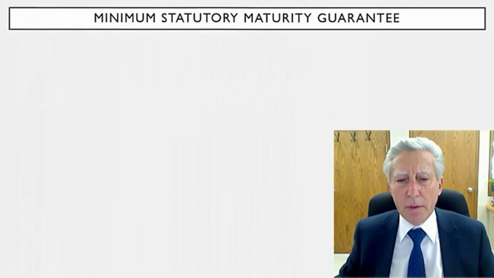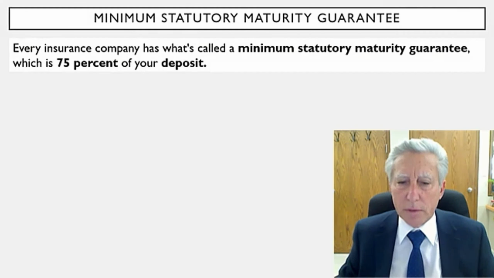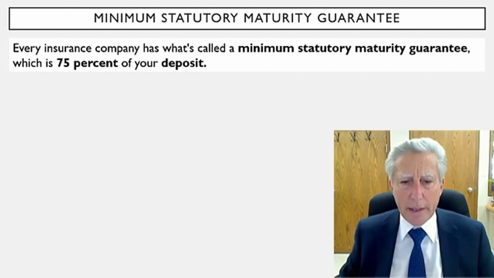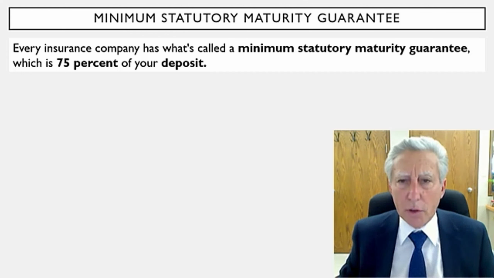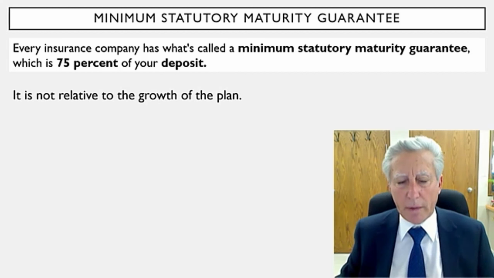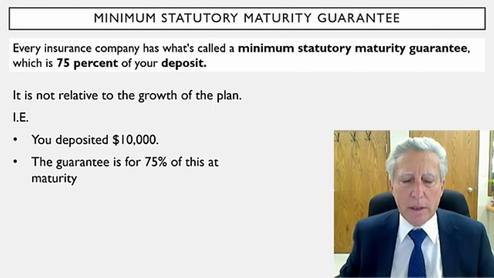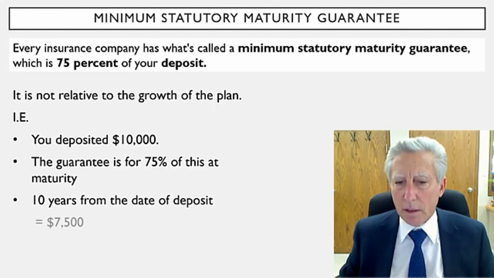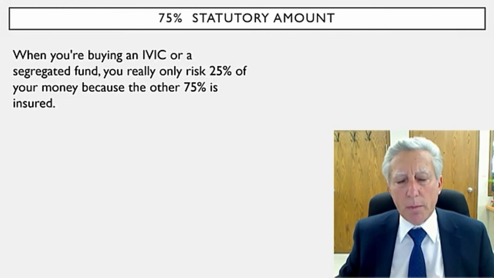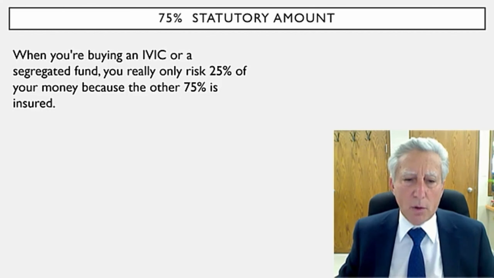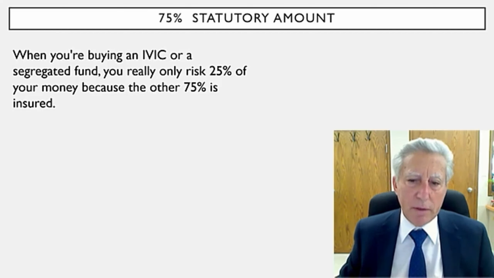Okay, so the maturity guarantee, it all comes down to this very, very important point. Every insurance company has what's called the minimum statutory maturity guarantee, which is 75% of your deposit. Now notice I said that it is of your deposit, so it's not of the growth of the plan or anything. So in other words, you gave me $10,000, I guarantee you're going to get no less than 75% of $10,000 at maturity, which, like I say, is 10 years from the date of deposit. As it says there, the guarantee is not on the returns, but only on the deposit. And so when you're buying an IVIC, or a segregated fund, you're really only risking 25% of your money, because the other 75% is insured.